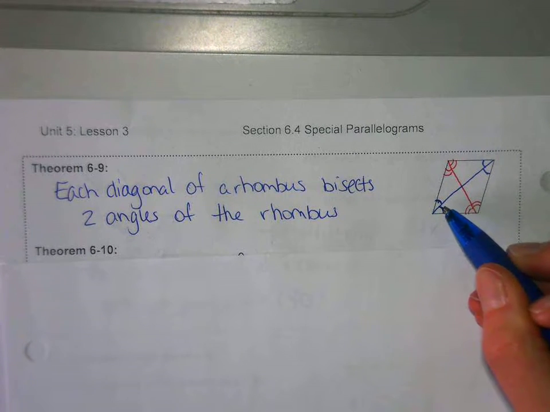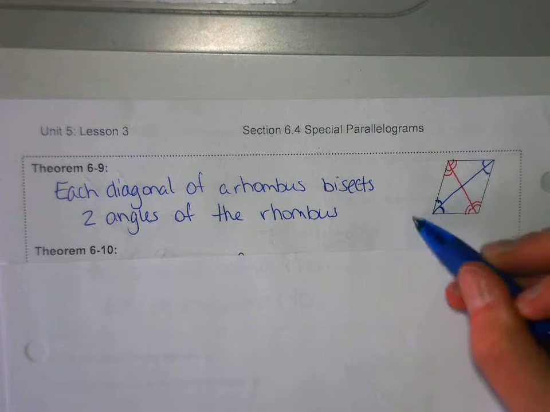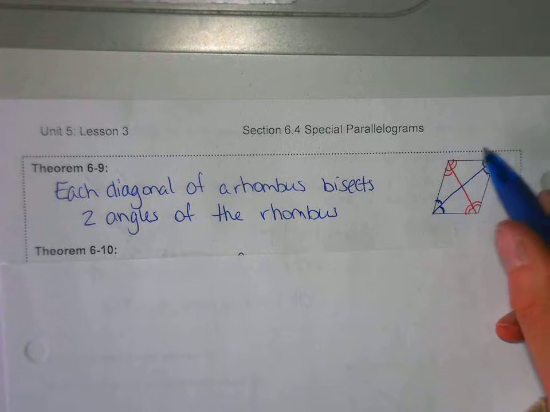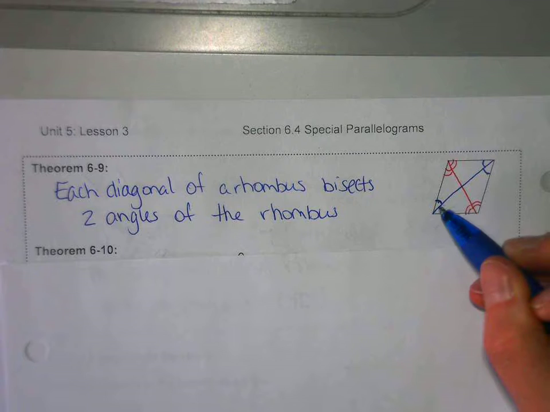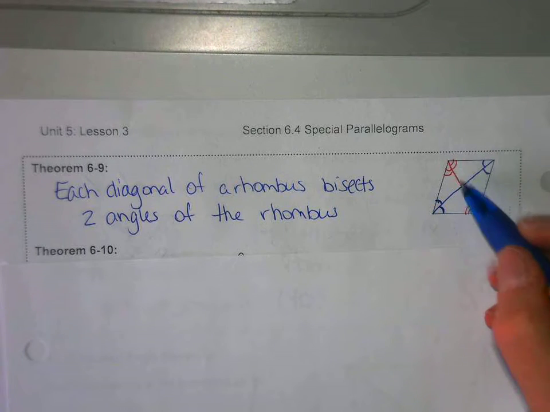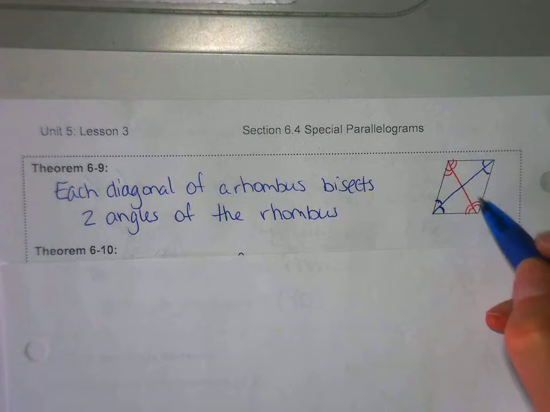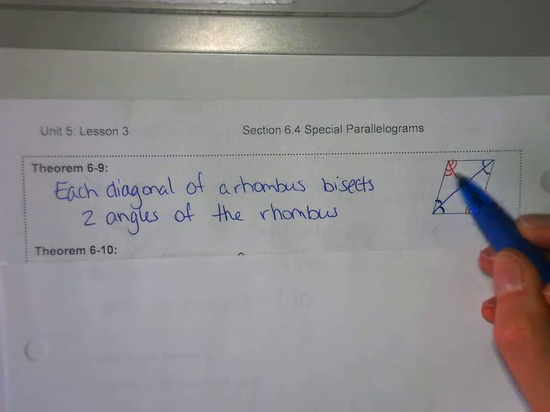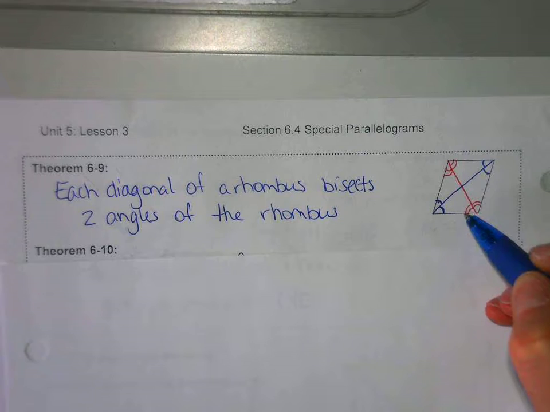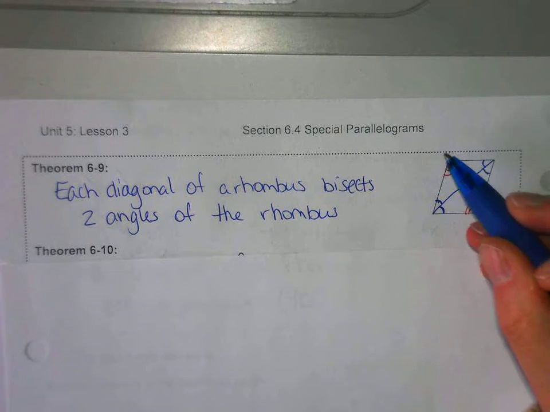And since we're dealing with a parallelogram, this angle is opposite this angle, which means they're congruent. So that means these two angles are also congruent. If I look at my other diagonal, it's bisecting these two opposite angles. So that means these two smaller angles are congruent as well as these two, and they're going to be congruent to each other because they are opposite angles.